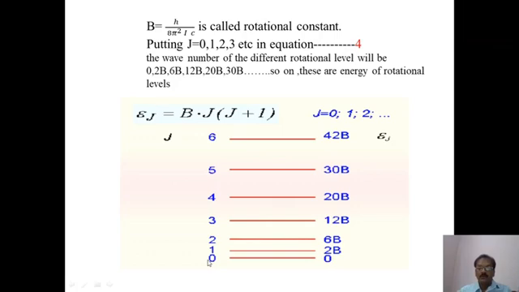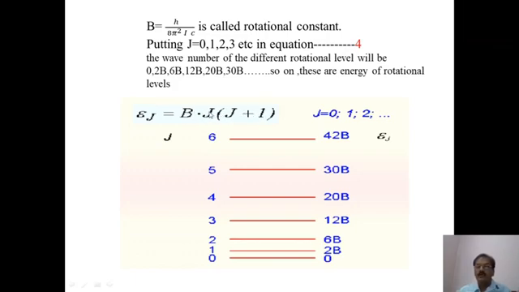If for 0, that means when j is equal to 0, you put 0 here, and 0 plus 1 is 1, and 0 into everything is equal to 0. Therefore, the energy of the first rotational level is 0. Now, when j is equal to 1, put B into j, J is 1, and 1 plus 1.